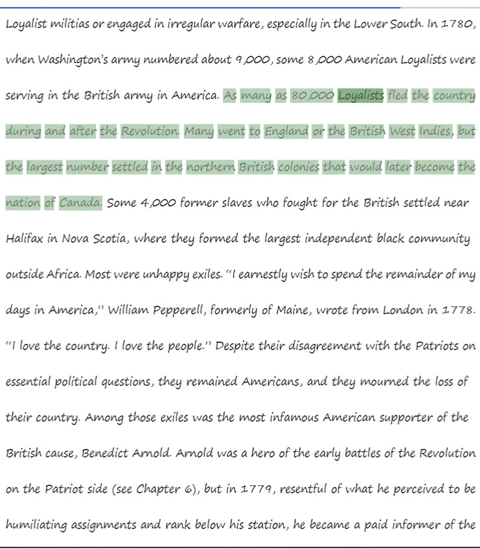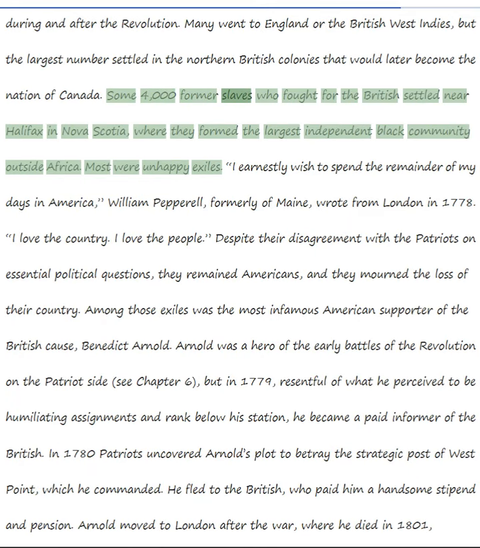As many as 80,000 Loyalists fled the country during and after the Revolution. Many went to England or the British West Indies, but the largest number settled in the northern British colonies that would later become the nation of Canada. Some 4,000 former slaves who fought for the British settled near Halifax in Nova Scotia, where they formed the largest independent black community outside Africa.